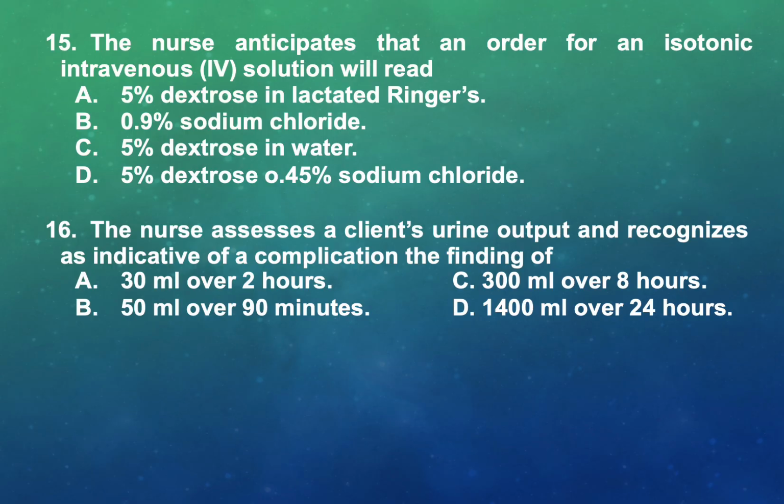15, Bravo. 16. The nurse assesses a client's urine output and recognizes as indicative of a complication the finding of, answer, Alpha, 30 ml over the past 2 hours. Adequate adult renal perfusion is clinically defined as a urine output of at least 0.5 ml per kilogram per hour, which translates to a minimum standard of 30 ml per hour. An output of 30 ml or less over a 2-hour period is an alarming finding that indicates oliguria. This can signal severe dehydration, acute kidney injury, or hypovolemic shock requiring immediate medical evaluation. 16 is Alpha.